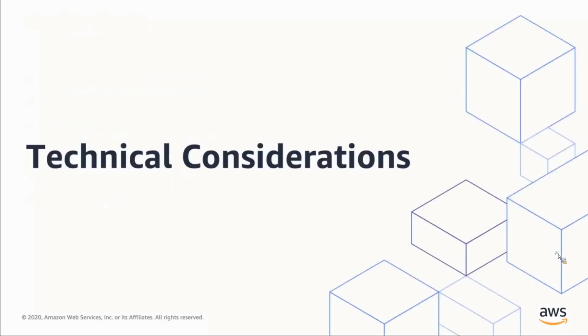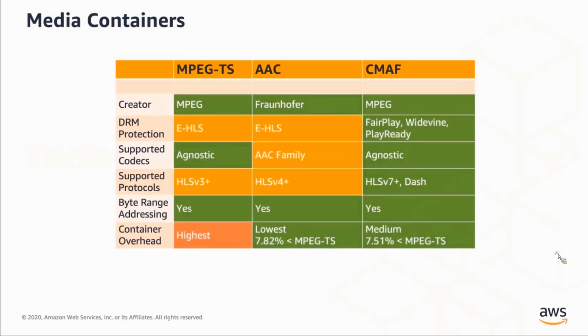Next, let's look at some of the technical considerations we had to go through to design our new system on AWS. So the first consideration was to finalize which media container we're going to launch. And as I mentioned previously, we used MPEG-TS on our previous CDN. Now, MPEG-TS is a popular container format to use for HLS streaming. It supports AES 128 encryption, and it's completely codec agnostic.